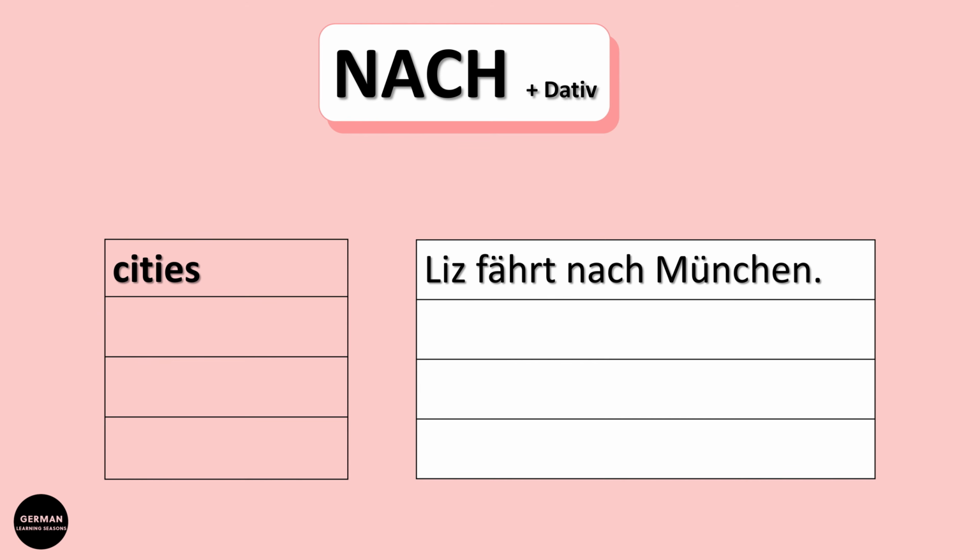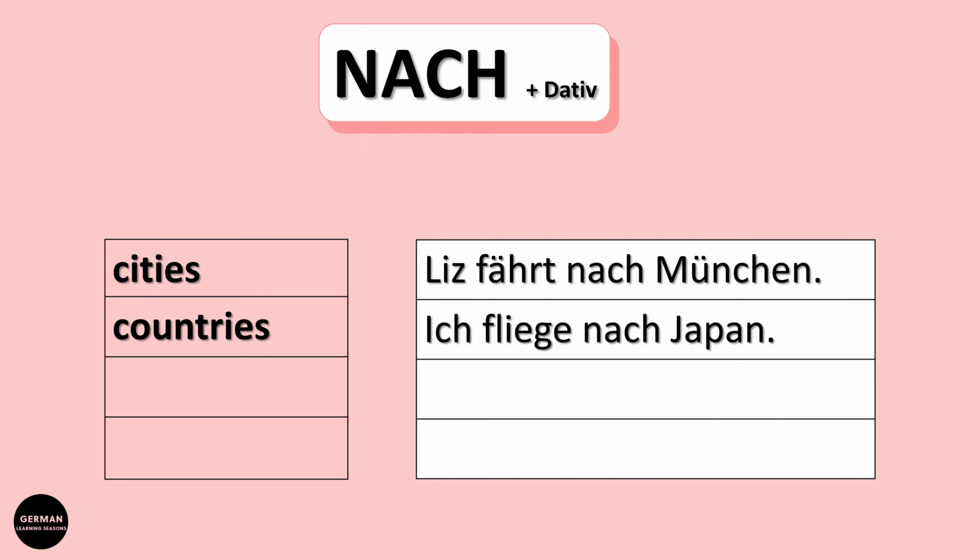Nach. Nach is used for cities. For example, Liz fährt nach München. Means Liz is driving to Munich. München is a city, so that's why we say nach München, to Munich. It's also used for countries without an article. For example, ich fliege nach Japan. Means I'm flying to Japan. Japan is a country without an article, so that's why we say nach Japan, to Japan.